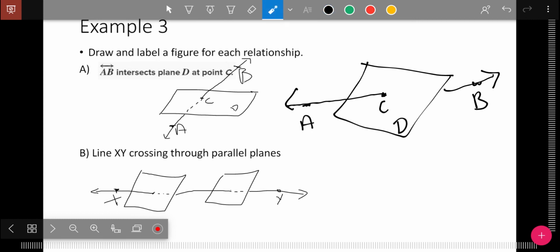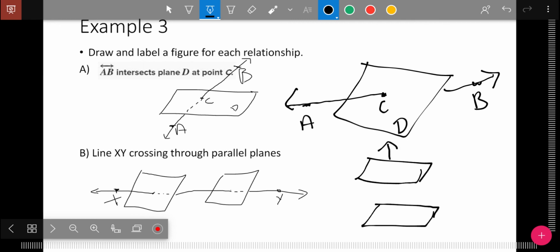The second example, or second part of this example, says line XY crossing through parallel planes. Parallel planes are planes that do not touch each other. So if I think of two pieces of paper floating, one floating in the air above the other, and I have my line that starts above it, goes down, hits it right at a point, comes out the other side, hits the other one, comes out the other side, keeps going.